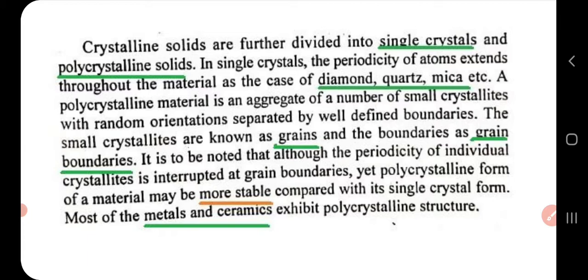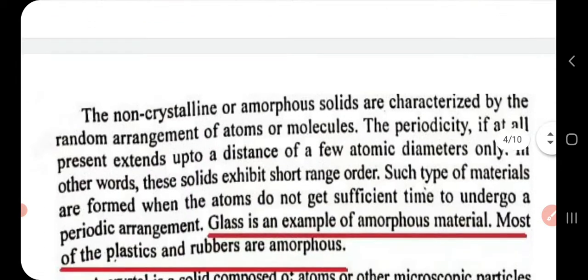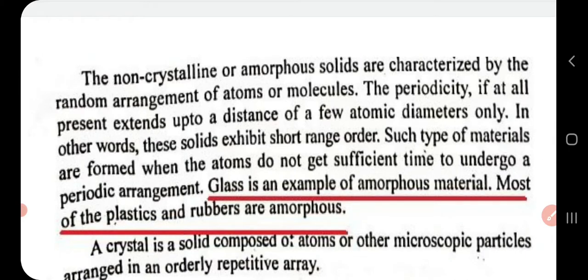In these polycrystalline materials, the periodicity is disturbed at grain boundaries. That is, you will not see any periodic arrangement of atoms or molecules at the grain boundaries. That is, periodicity is disrupted or destroyed at grain boundaries. Some examples for polycrystalline materials are metals and ceramics. However, these polycrystalline materials are more stable compared with single crystals.